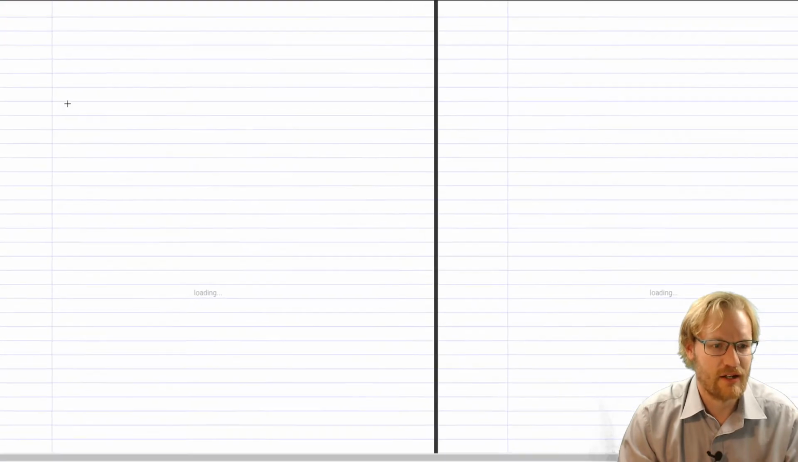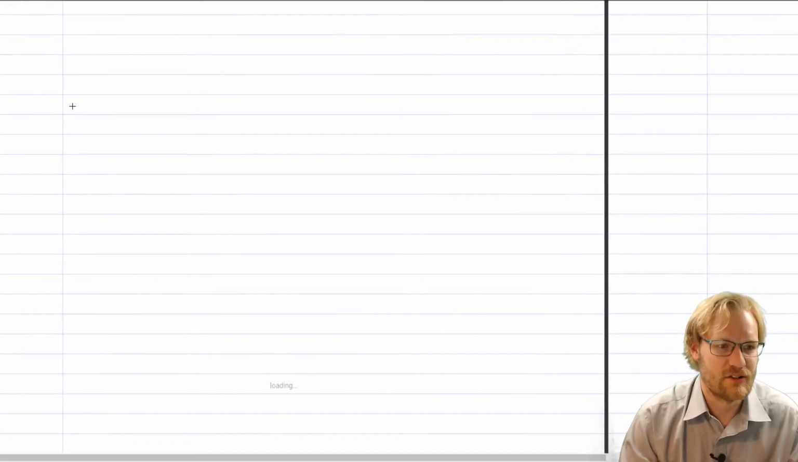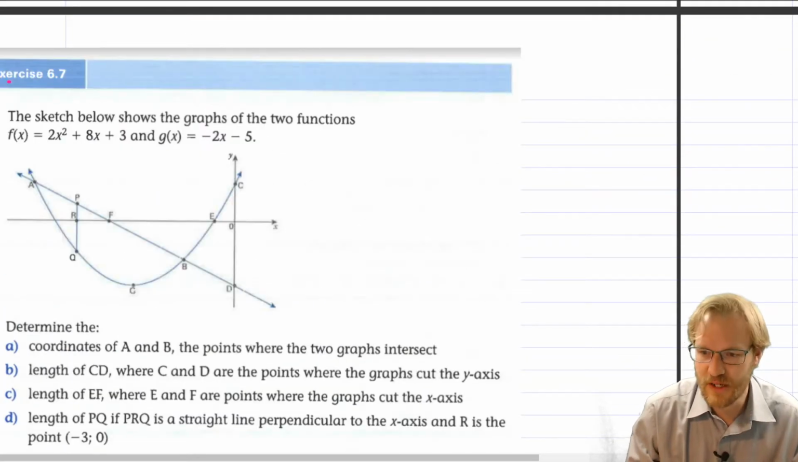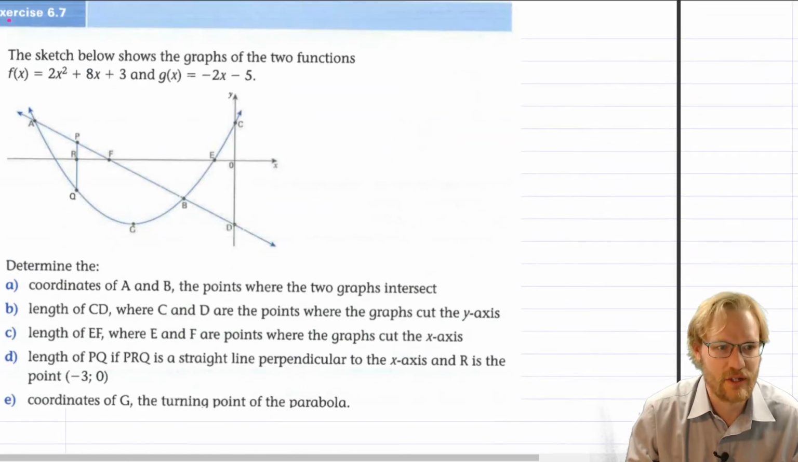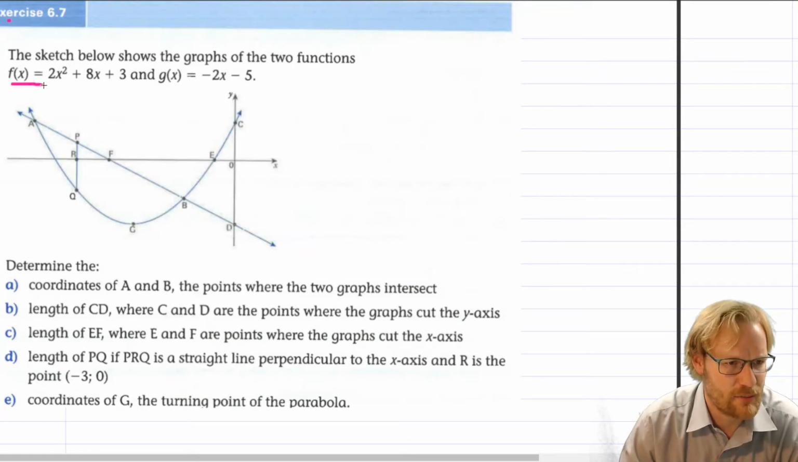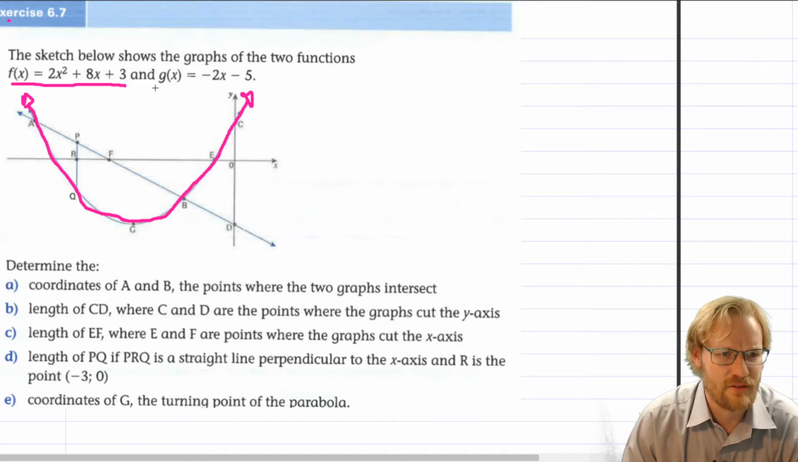I'm going to start by zooming in a tad so we can see things a bit clearer. Okay, so we're given two functions. We're given f of x, which equals 2x squared plus 8x plus 3. That's clearly the parabola. Sometimes it's useful, if you've got this drawn out, to neatly draw over it with a highlighter, so we know that's the pink one, and the green graph is this one, which is clearly our straight line.